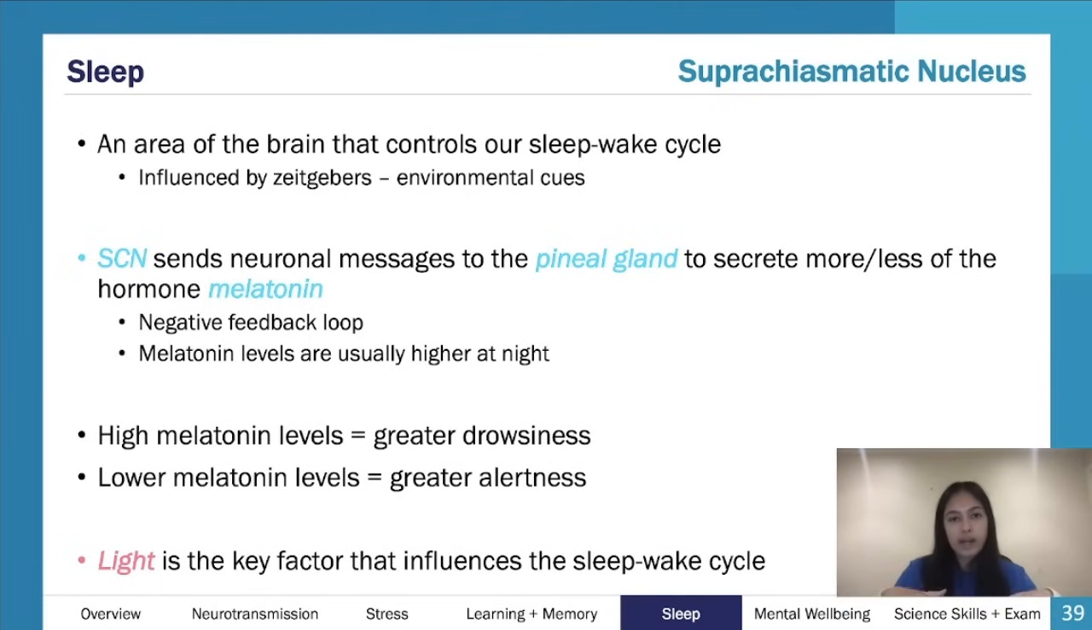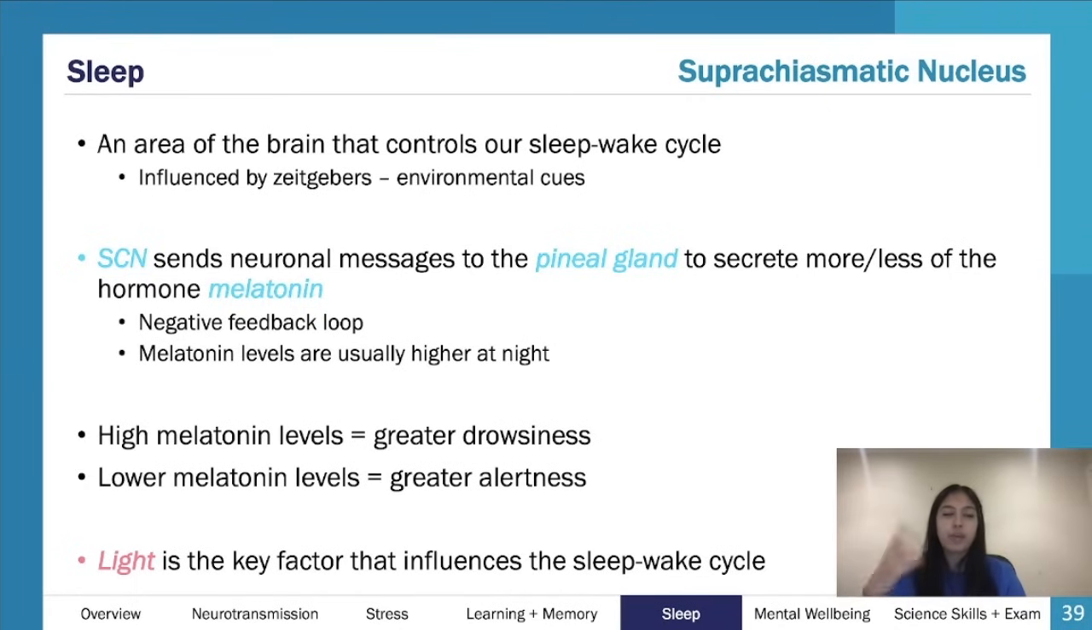When it's nighttime, our body goes to sleep because light isn't detected by the receptors in our eyes. That information is sent to our SCN, and it will send excitatory messages to the pineal gland, telling it to send out the melatonin, release it. Time to go to sleep. You'll get high levels of melatonin and you'll feel drowsy. That's the system that we work with there.